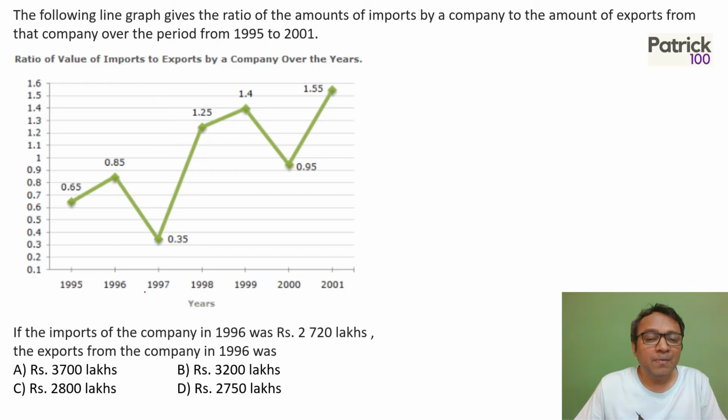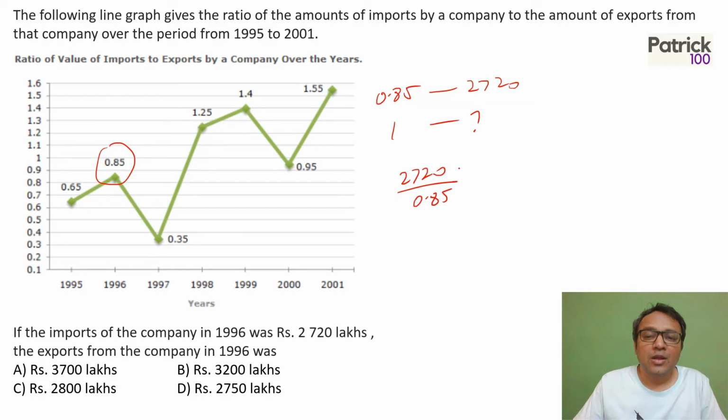If the imports of the company in 1996 was 2720, so that means 0.85 imports stands for 2720. Exports will be 1, stands for how much? So basically you get 2720 upon 0.85. It has to go technically, you can divide by 5, you can divide by 17 also. It has to go in 17.